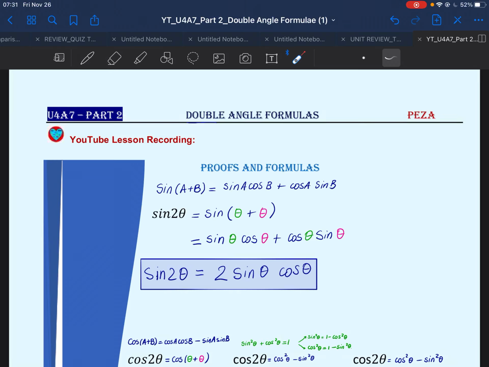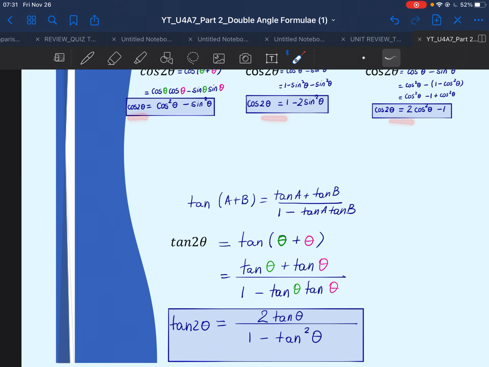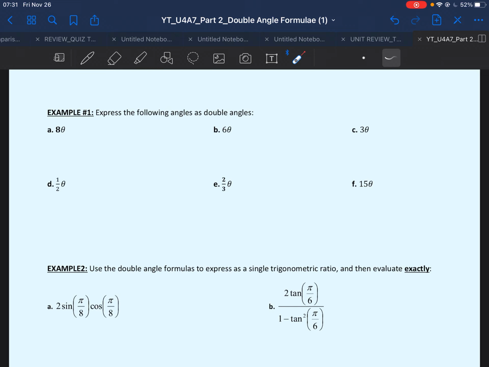Hello and welcome back to Double Angle Formulas lesson part 2. So far we've looked at the formulas for sine double theta, cos double theta, and tan double theta. Now let's put these formulas to work.